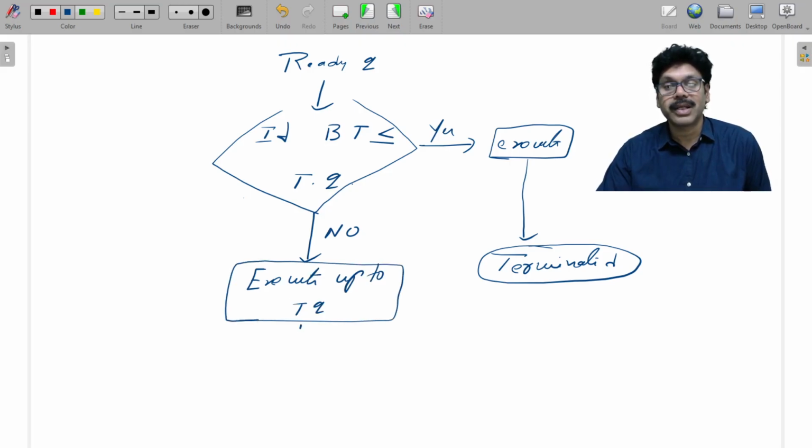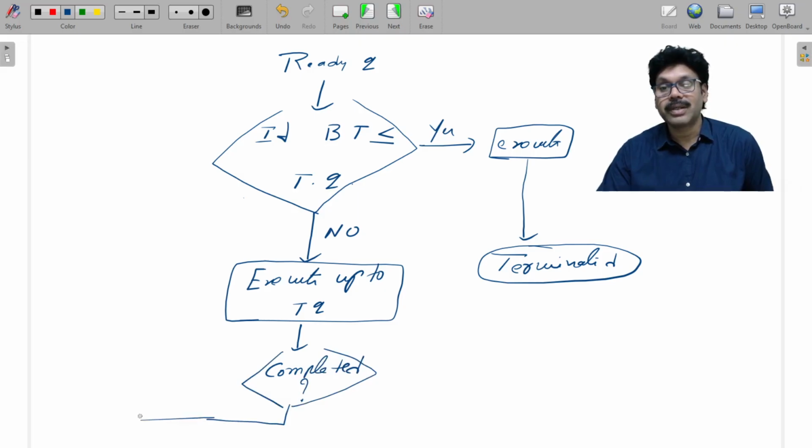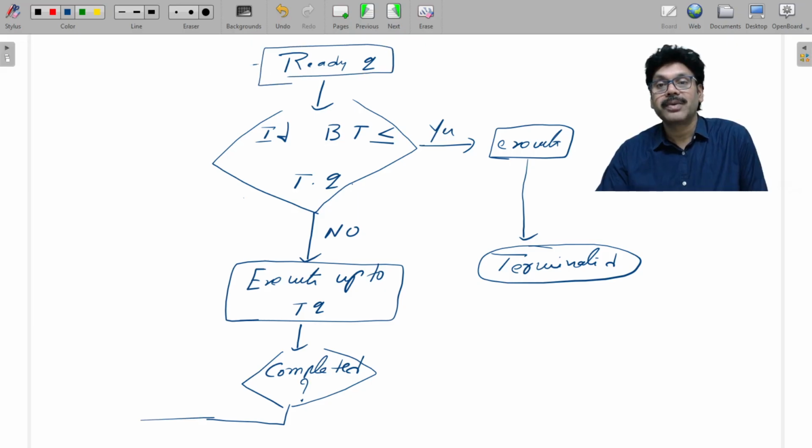Again, we will cross-check a condition. After executing up to the time quantum, in the next rotation we will cross-check: is the process completed or not? If the process is not completed, then it goes back to the ready queue.